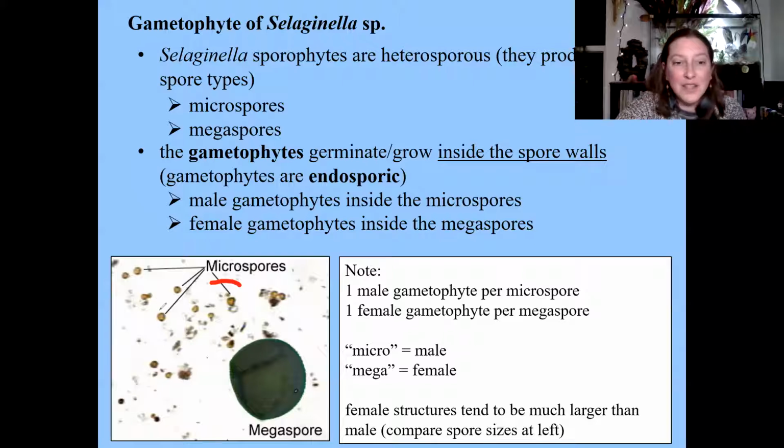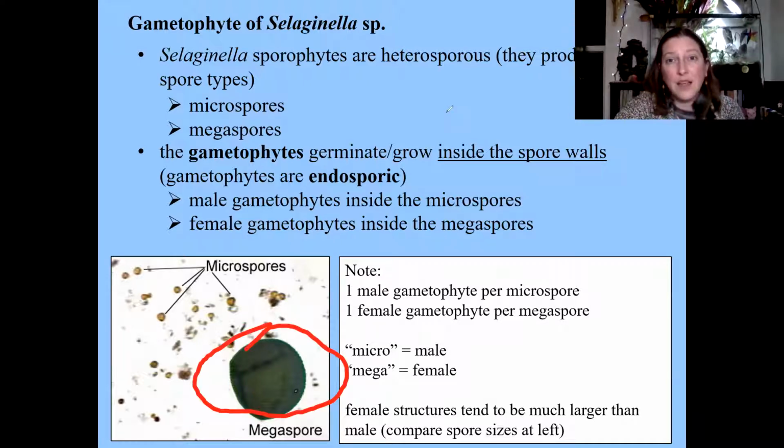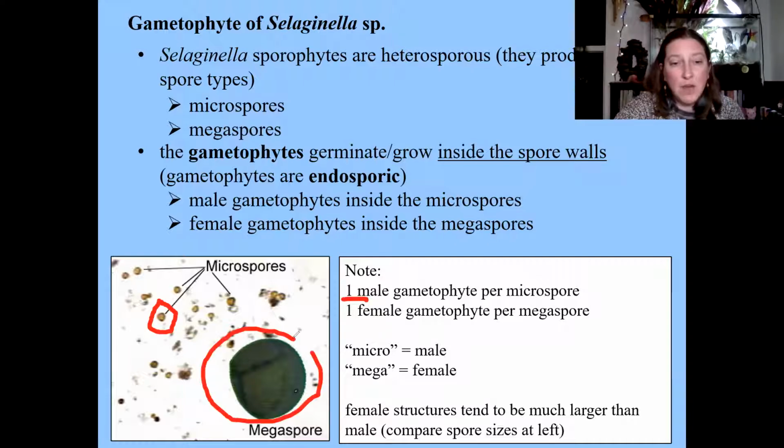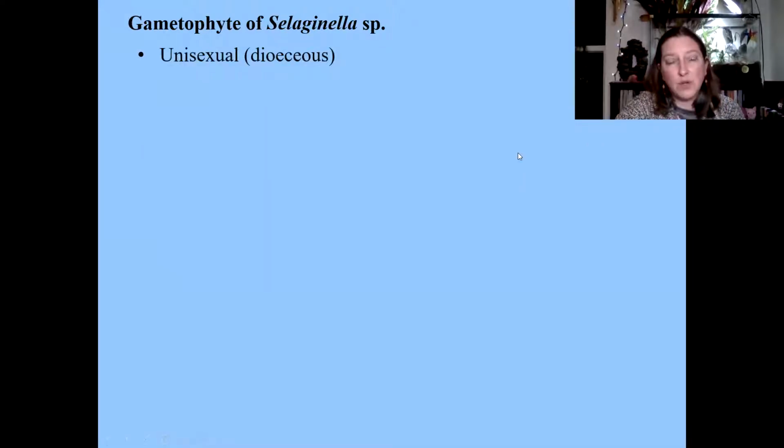Look at the size of the microspores compared to a megaspore. Megaspore is much bigger. And this is something that you see a lot in nature, where the female structures are bigger than the male structures, because they have to hold a whole egg inside. Inside of each microspore will be one male gametophyte plant. Inside of each megaspore will be one female gametophyte plant. And even though it grows inside of the spore, it still has sex structures, but everything's much reduced.